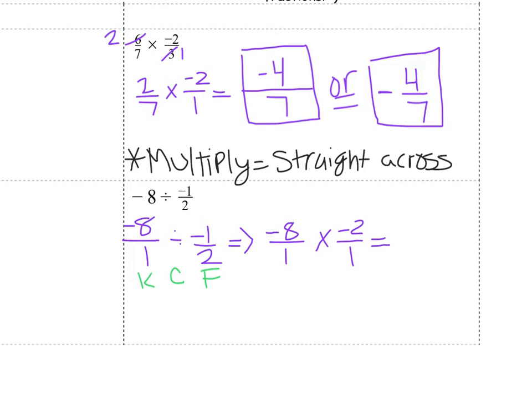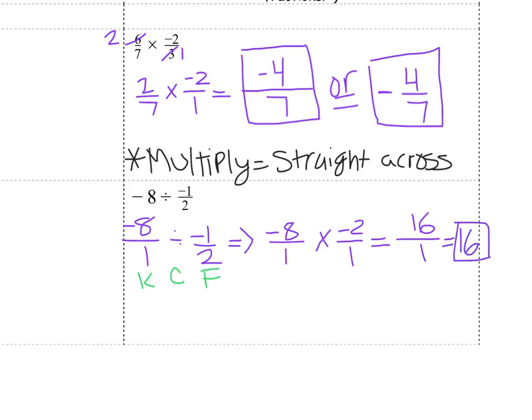So then we're just going to multiply straight across like we did before. So we have -8 times -2, which is a positive 16, because negative times negative is positive. And then 1 times 1 is 1. So this simplified is 16.